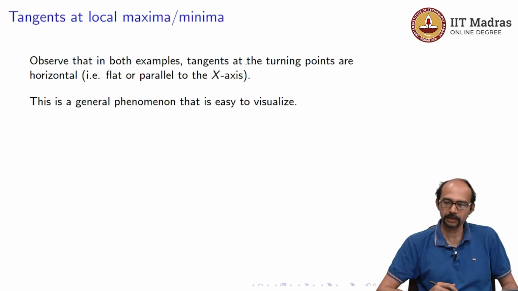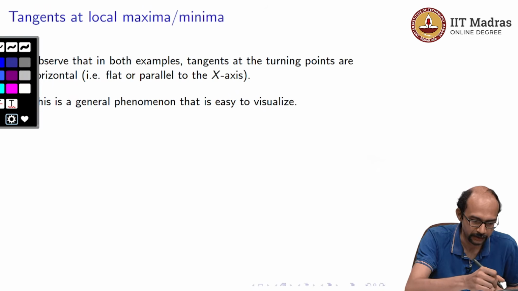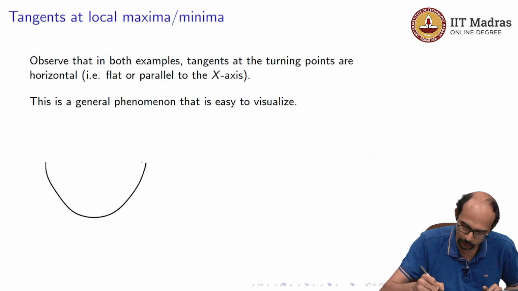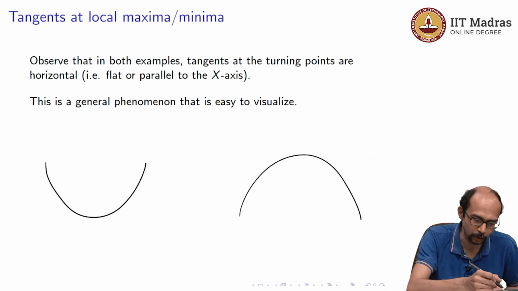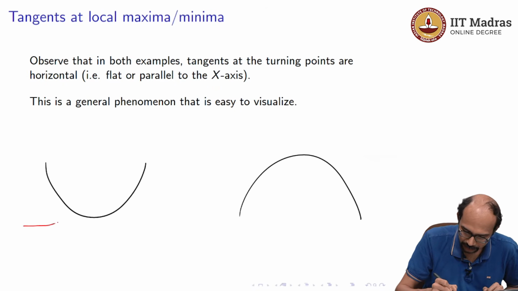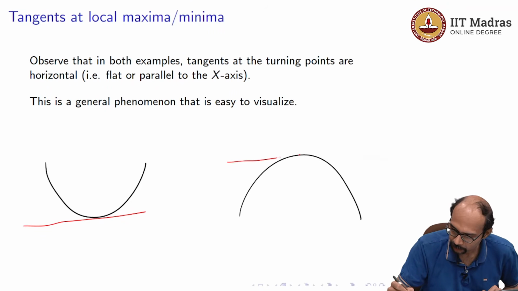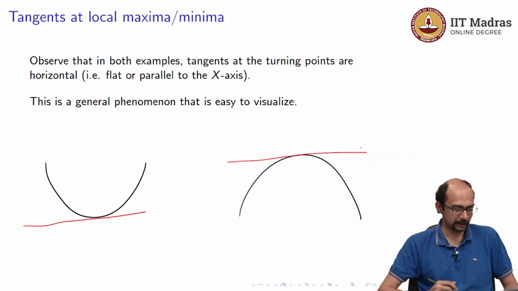So, this is a general phenomenon that is easy to visualize, and let me just draw this picture so that we have an easy way to visualize this. If you have a local minimum, it is going to be something like this. If you have a local maximum, it will be something like this. And now, how is the tangent going to look? The tangent to this one will look like this, and the tangent to this one will look like this. You can see it's horizontal, although it's not very well drawn. So it's something that is easy to visualize.